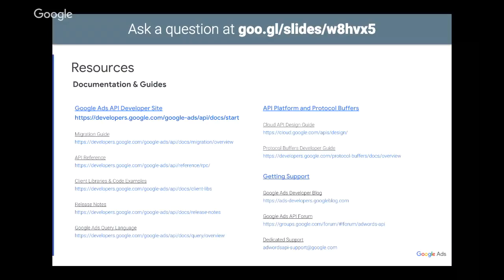This is mainly documentation if you want to get deep into the weeds about the internals of the Google Ads API and how it works under the covers. But I think the more important thing is the bottom right here, getting support. We have the Google Ads developer blog. That's our main announcement channel. Where, for instance, you found out about this webinar, found out about the versions V06 release a week or so ago. We also have our one-to-many AdWords API support, aka the Google Ads API forum.